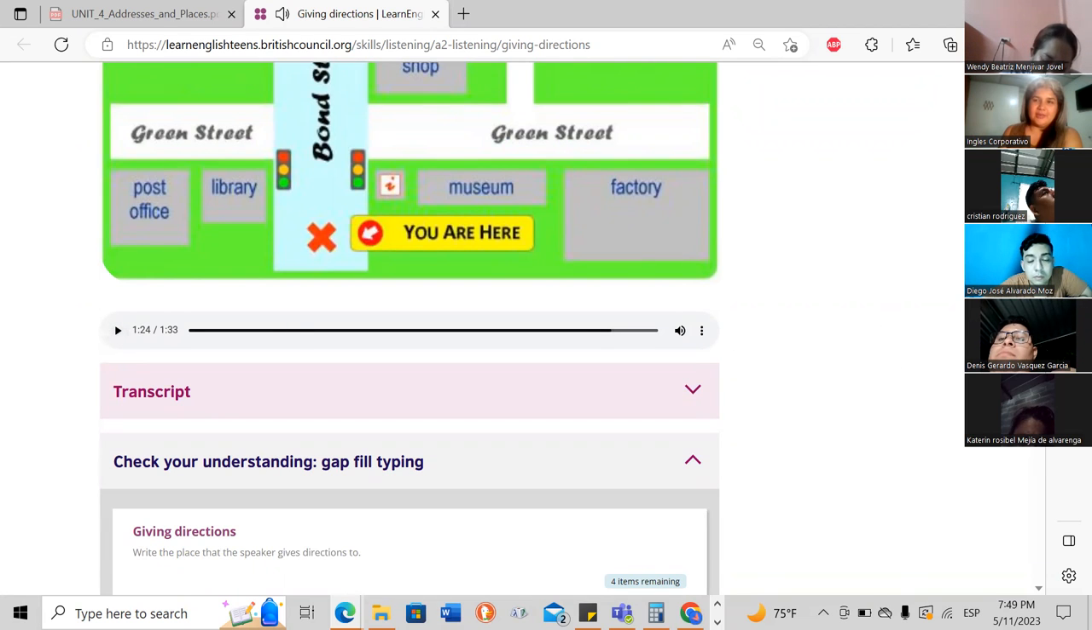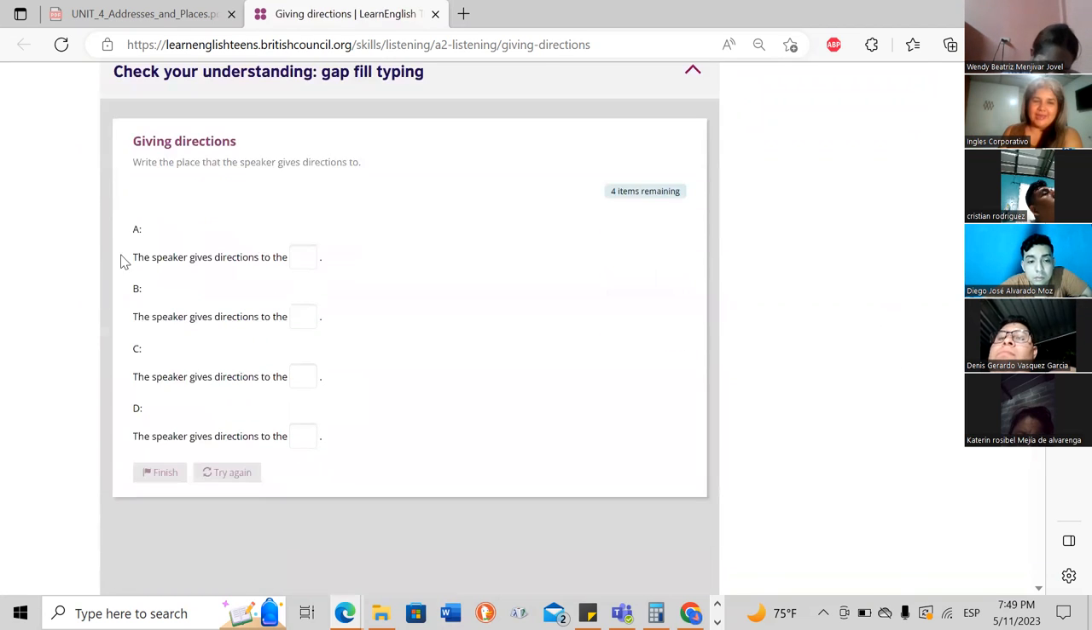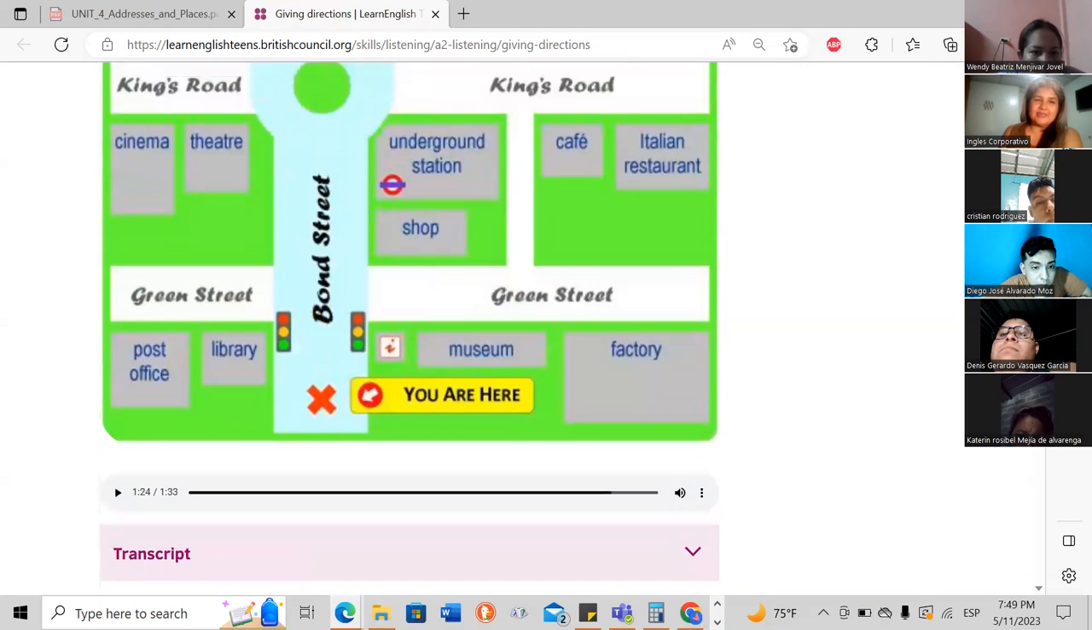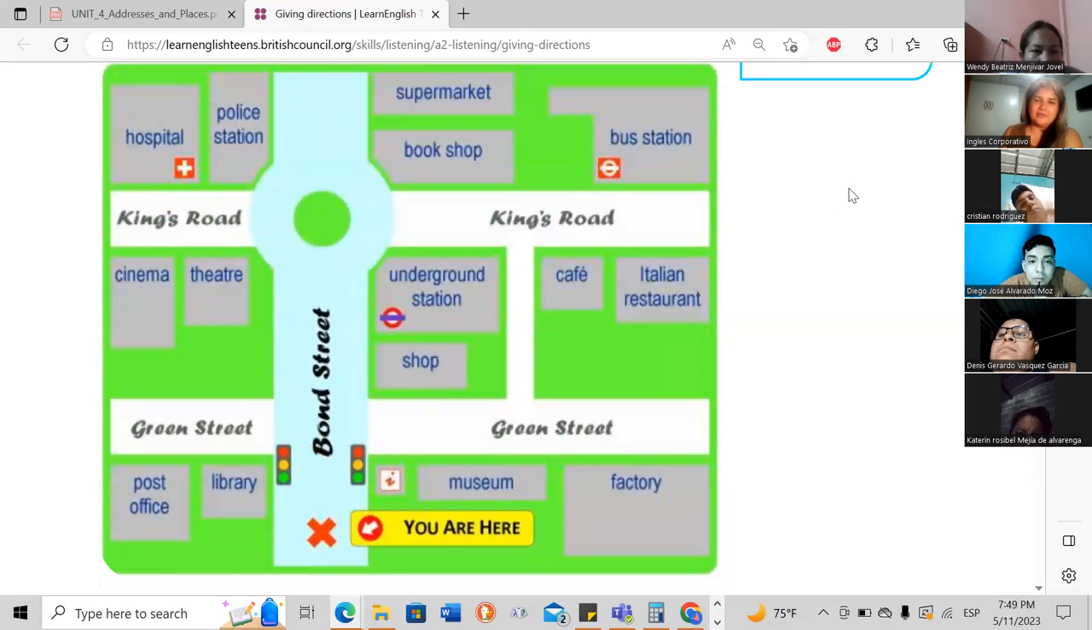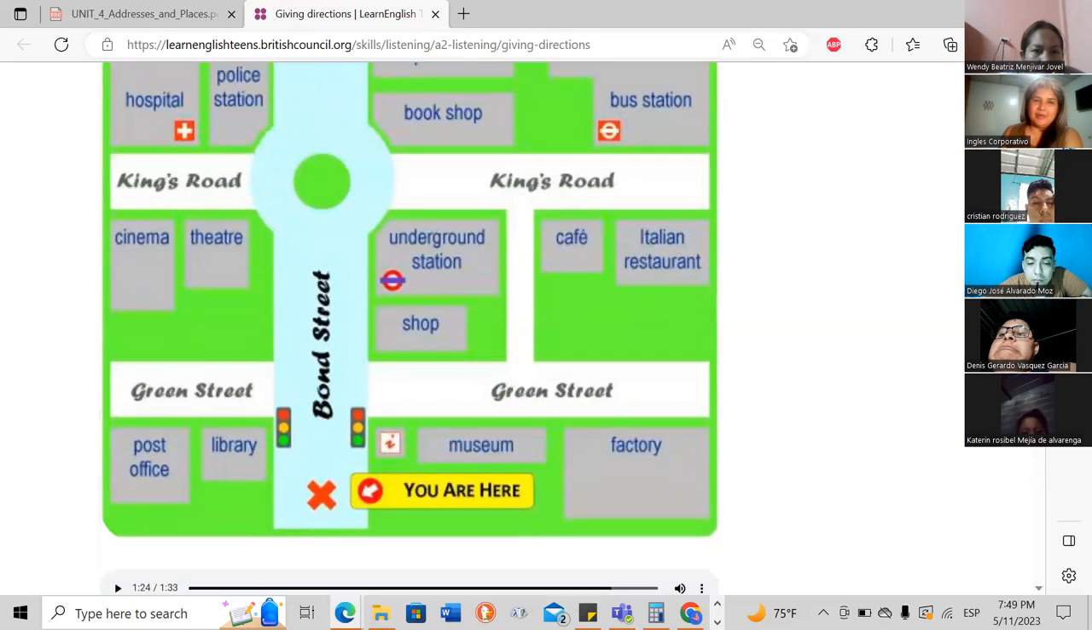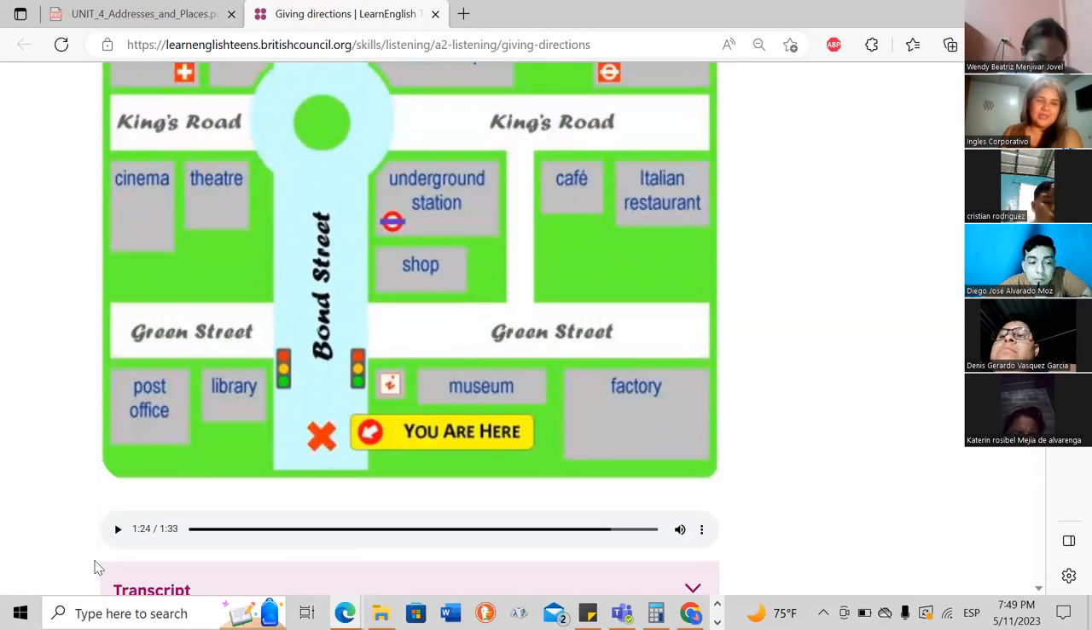Which one do you think that is the speaker A? The speaker A, I'm going to do it again. Me van a decir cuál lugar es el que se refiere, ¿ok? El primero. Le voy a poner pausa cuando termine de hablar el primero.